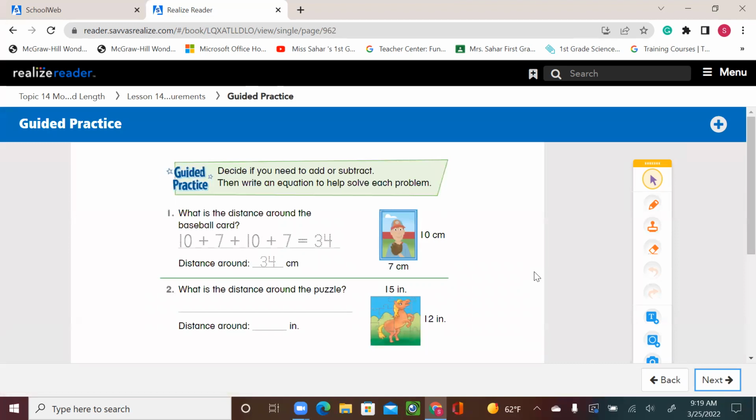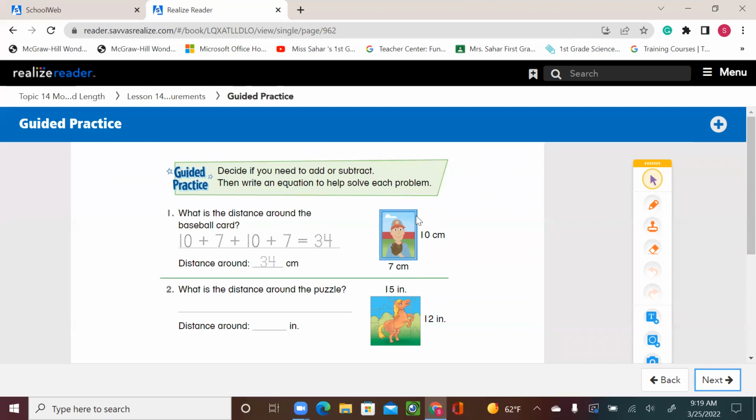In your book, page 610. Decide if you need to add or subtract, then write an equation to help solve each problem. First one is done for you. What is the distance around the baseball card? So as we see here, they use measurement in centimeters. So they measure one side, which is 10 centimeters. That means the facing one, again, would be 10 centimeters. And then this side, 7 centimeters. That means the facing side will also be 7 centimeters.